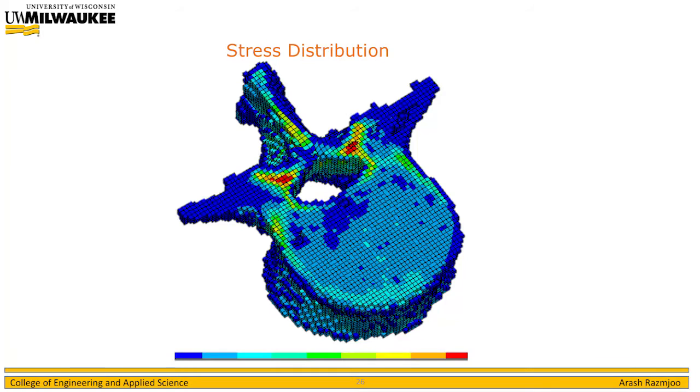And after performing the finite element analysis, we have the distribution of the stress all around the body. And as I mentioned before, each color represents its own magnitude of the stress, and the red color shows the maximum amount, while the blue one shows the minimum amount of the stress.